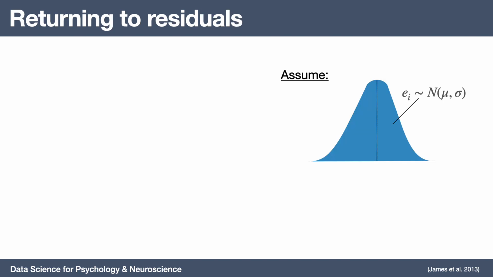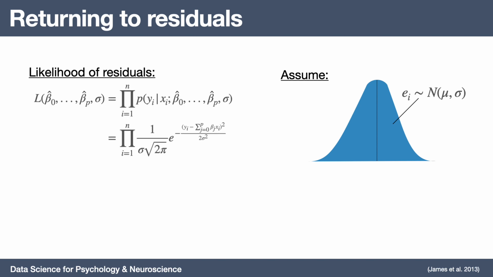So if we return to our residuals for a second, remember again, we're assuming that your residuals are normally distributed. If we assume they're Gaussian, then that means the likelihood of the data that you're seeing, given your model fits, can be described by this equation here on the left.